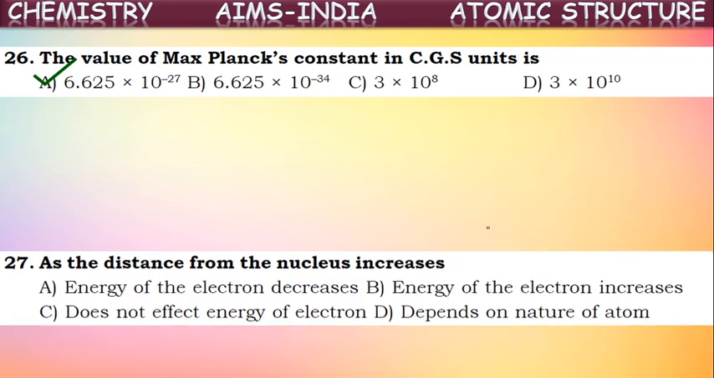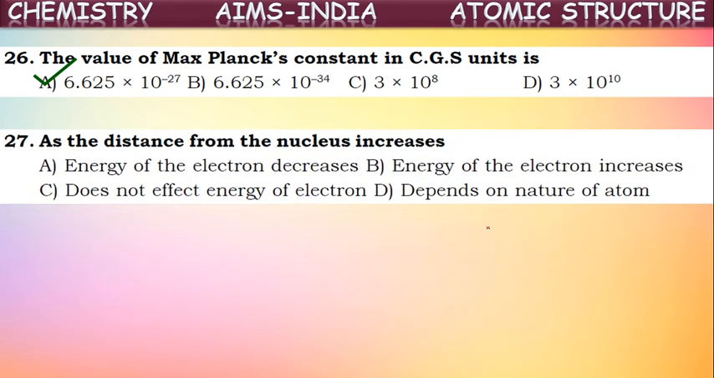It is correct. Next, as the distance from the nucleus increases, energy of the electron. So it means as the electron is being far away from the nucleus in the higher orbits, its energy will be greater. Okay, as the electron is much farther from the nucleus, its energy will be much greater. As the distance from the nucleus increases, energy of the electrons in the orbits increases. Where is it? Here, energy of the electron increases.